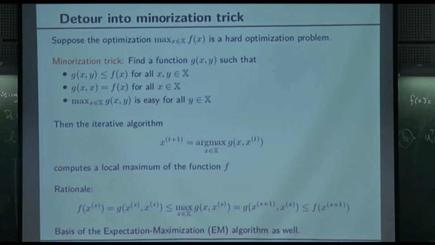And we'll detour into this minorization trick which will help us construct this function. So suppose, okay, we have good time. Suppose the optimization problem, maximize f(x) over x, is a hard optimization problem. Then you find another function g(x,y) such that g(x,y) is less than or equal to f(x) for all x, y, g(x,x) is equal to f(x) for all x, and the max over x of g(x,y) is easy for all y. Then this iterative algorithm, we saw this even yesterday, can compute a local maximum of the function. This is the same proof that I had shown you yesterday. This is the basis of the expectation maximization algorithm as well, this minorization trick. So how do I do this?